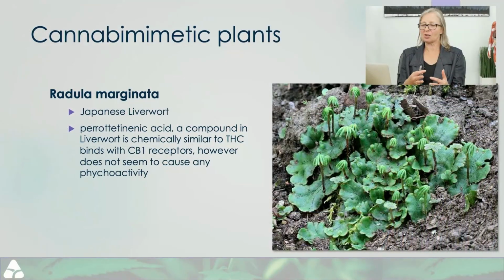Our next one is Japanese liverwort, Radula marginata. Again, it's got a compound in there that is similar to THC, and it binds with the CB1 receptors, but you don't get any psychoactivity with that. So that's interesting, right? If it's similar to THC and it binds to some of those same receptors, but it doesn't cause psychoactivity, we've got a lot to learn about the endocannabinoid system.